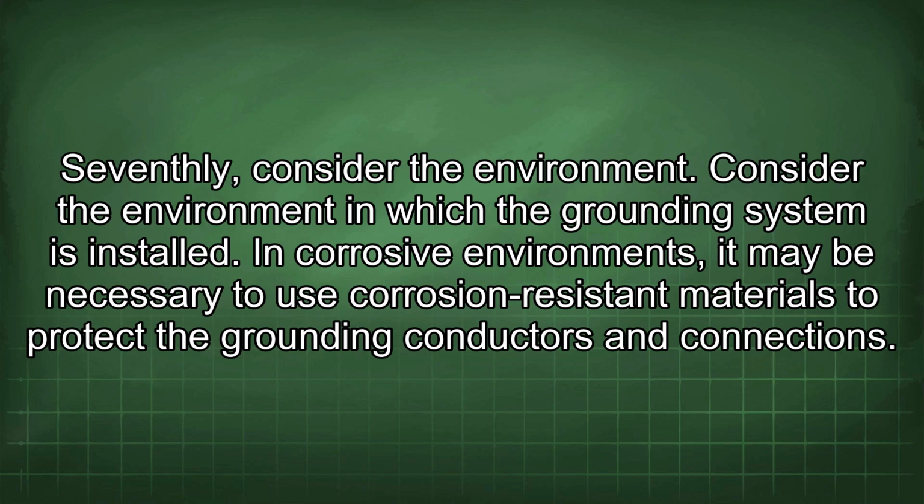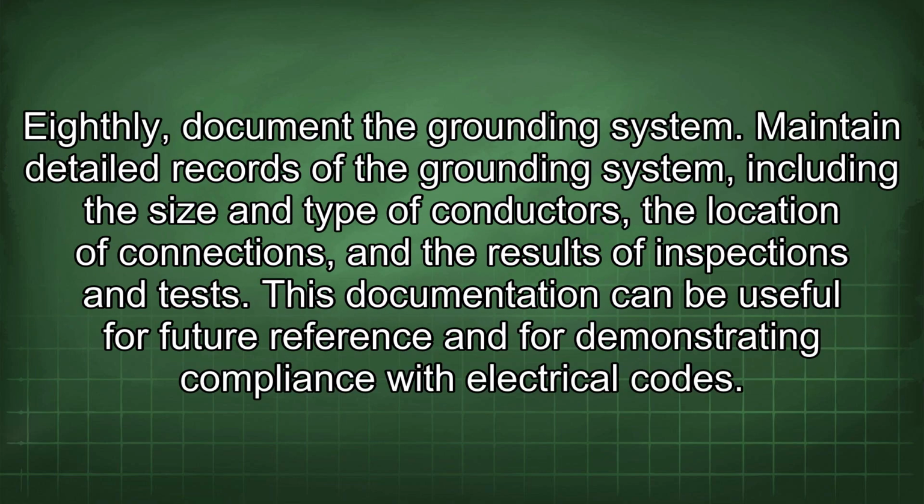In corrosive environments, it may be necessary to use corrosion-resistant materials to protect the grounding conductors and connections. Eighthly, document the grounding system. Maintain detailed records of the grounding system, including the size and type of conductors, the location of connections, and the results of inspections and tests. This documentation can be useful for future reference and for demonstrating compliance with electrical codes.